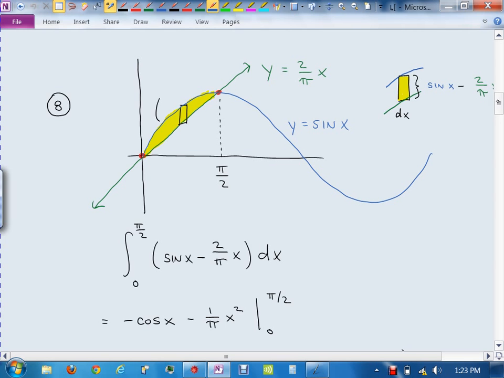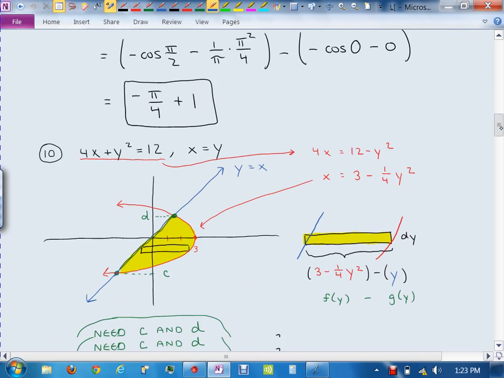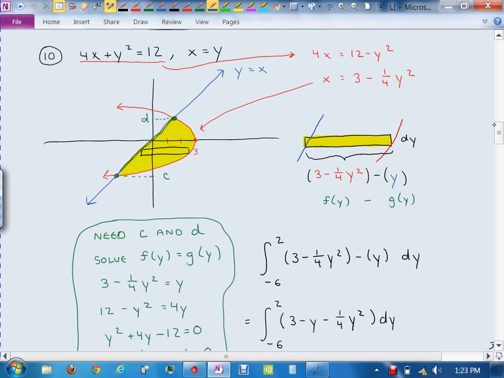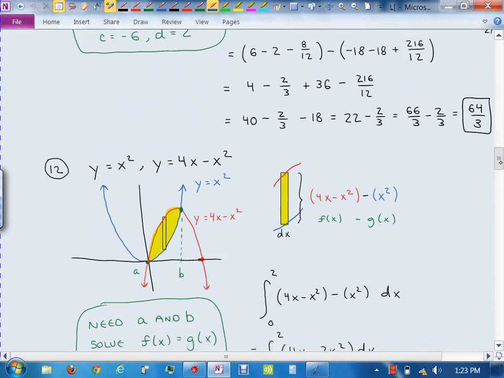All right, let's look at the next one. I'm just going to go through these. Number 10. Hey, I just did that one in class, didn't I? Yeah, I did this one just a second ago, so I'm not going to do that one again.